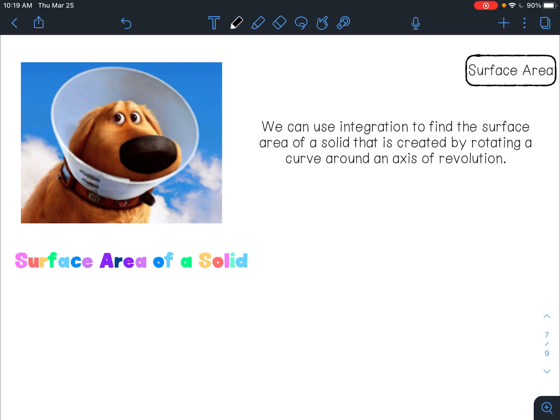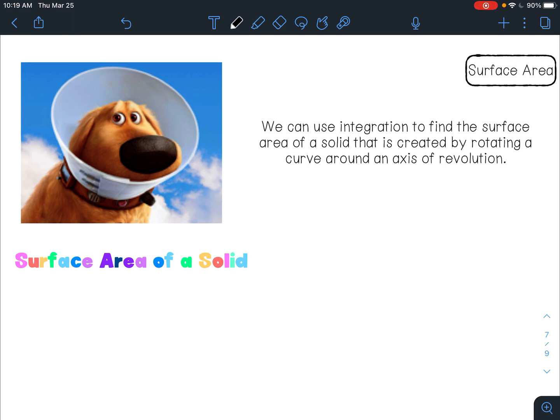So right now, you know how to find the length of a curve using calculus, using integration, right? So we know how to find the length of something. You know how to find the volume of a solid created by either revolving an area around a line, or if you do volume of cross sections, right? Both of those use integration.